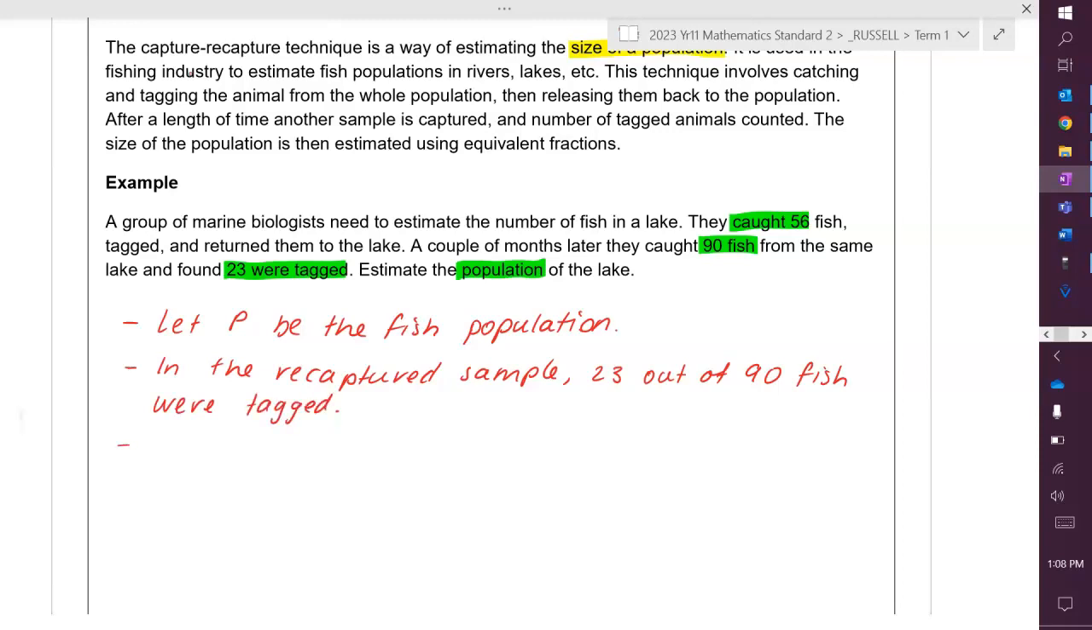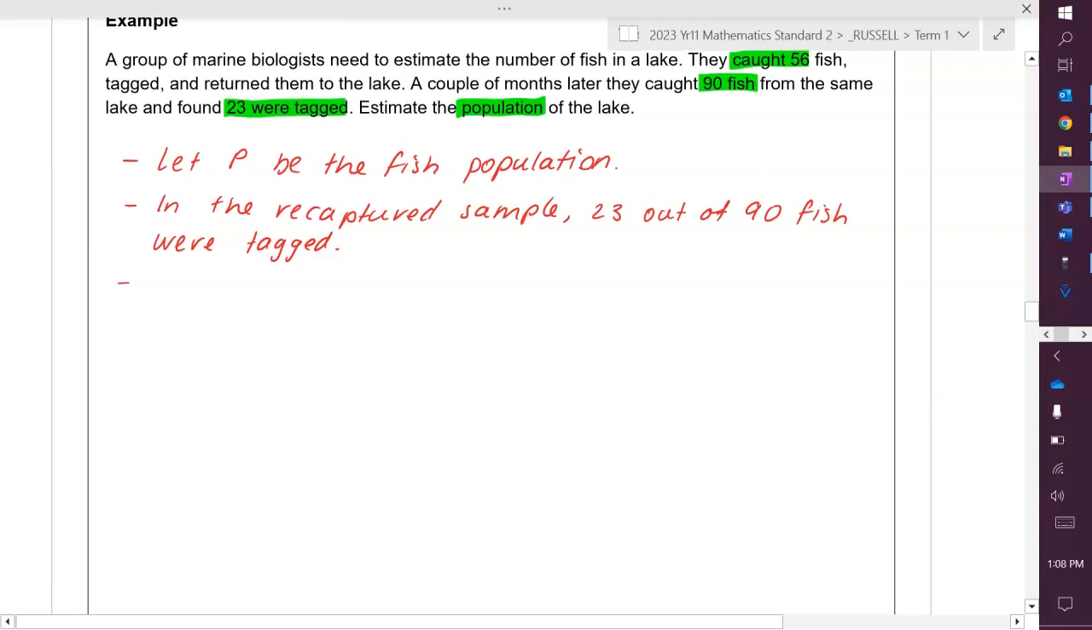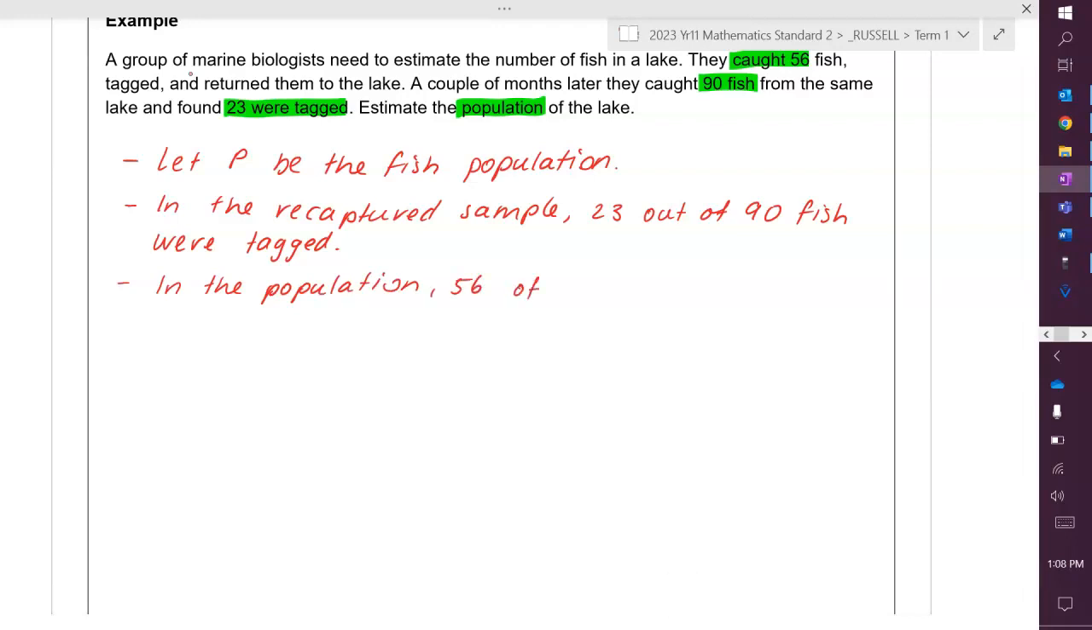And the last thing here that we just need to state is that in the population, 56 out of the population, which is P, were tagged. So now we can start putting these into those equivalent fractions. So we know 56 out of P were tagged, and if we look at that recaptured sample, it was 23 out of 90 fish that were tagged.